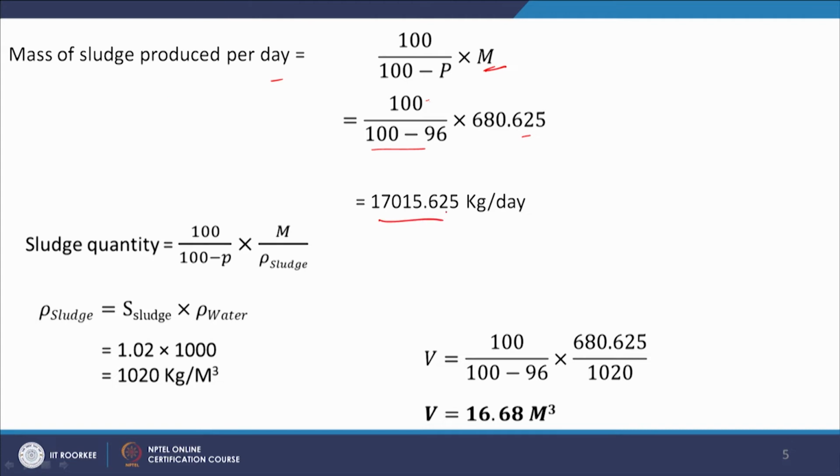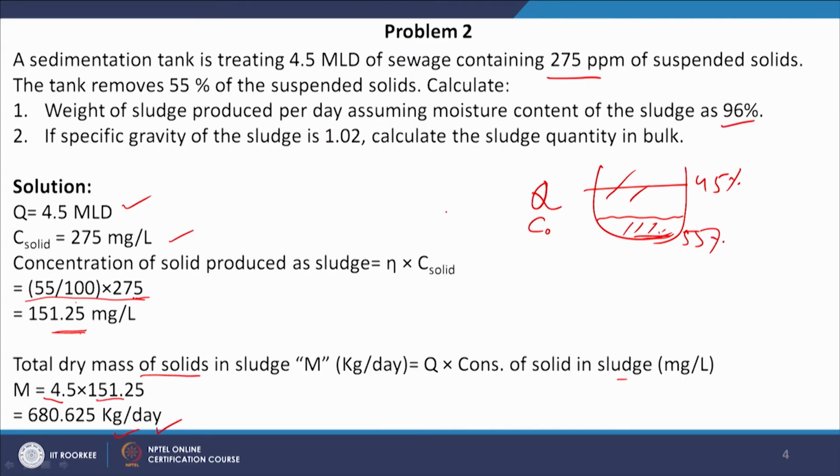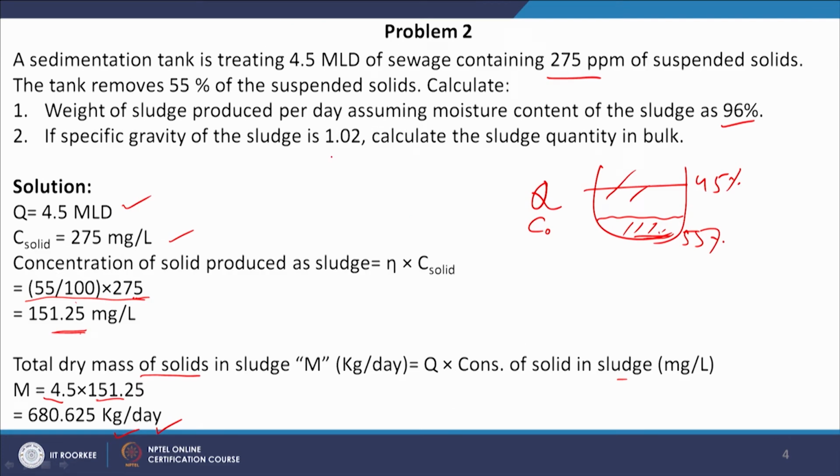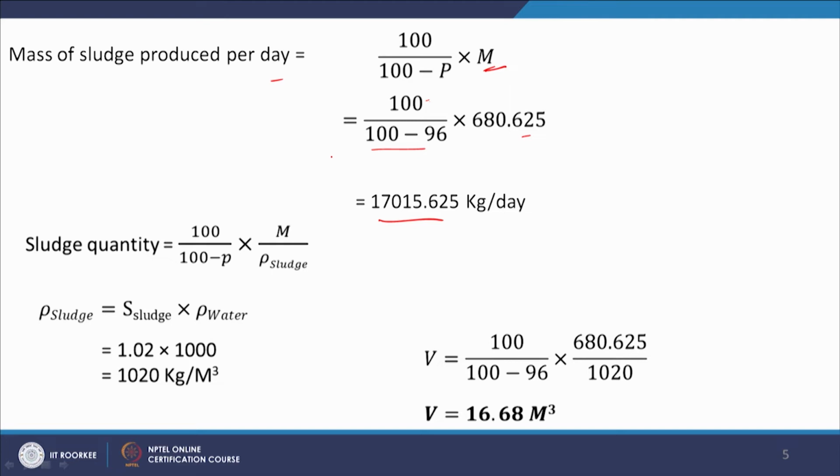So, by solving this expression, we get the mass of sludge produced per day equal to 17015.625 kg per day. Okay. So, this is the mass of sludge produced per day. And then the second part, if the specific gravity of the sludge is 1.02, calculate the sludge quantity in bulk. So, 1.02 is your specific gravity. If you want to get the density, we have to multiply this specific gravity of sludge with the density of water. So, we are getting 1020 kg per meter cube.